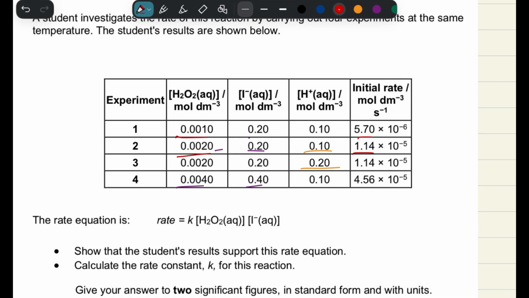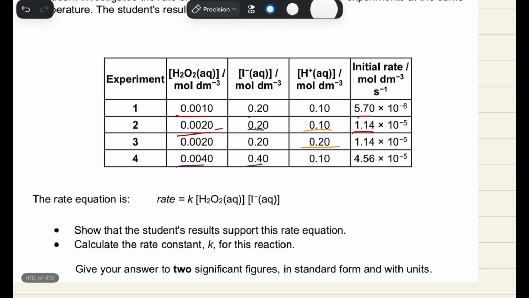And then finally, with the iodide, you can see that iodide doubles between 2 and 4, but also between 2 and 4, peroxide also doubles. So we know there's already going to be a factor of 2, but then the other one to make a factor of 4 is because of your iodide. So that will tell you that iodide is also first order.